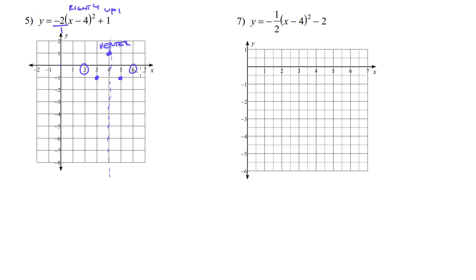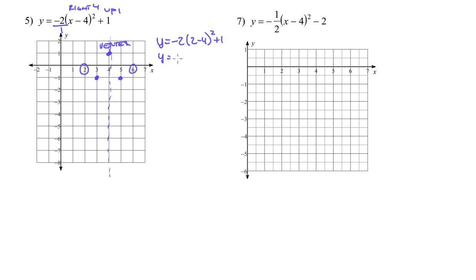The next points over are always going to be kind of the nice points to plug in. You could also find the other points by plugging in 7 or 1 or 0 or whatever, but the points are probably going to be way down here off the graph, so it's always fairly wise to choose one that's right next to it. I'm going to choose 2 because that's probably going to be a little bit nicer with our math on this. So -2 times (2 minus 4) squared plus 1.